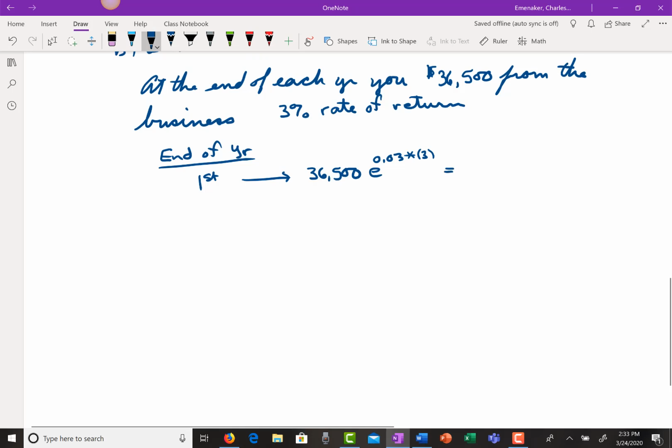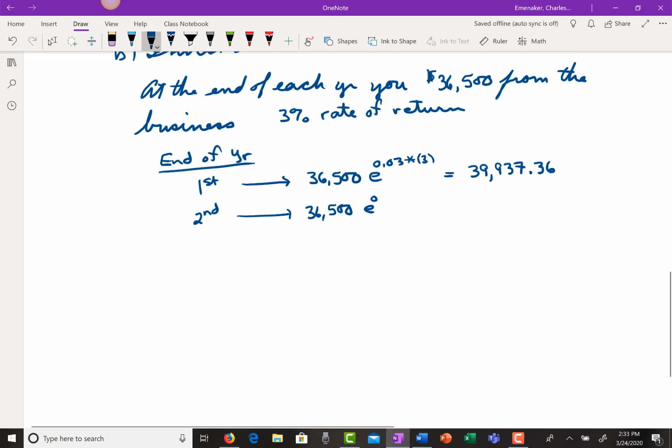Now remember, since this is the end of the first year and you're coming back in 4 years, you're only going to have this invested for 3 years. So this first year's investment, when you come back, is going to have grown to $39,900. The second year, you're going to receive another $36,500, which is the agreement on the contract when you bought into this company. You're going to invest it at 3%, but this time it's only going to be there for 2 years, so you're not going to get quite as much interest on it. And this will have grown to $38,757.03.